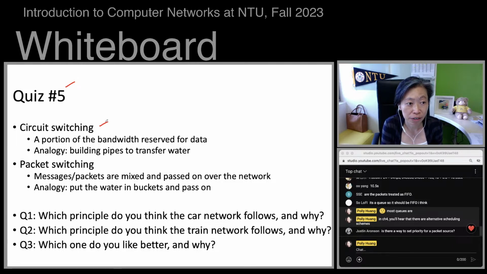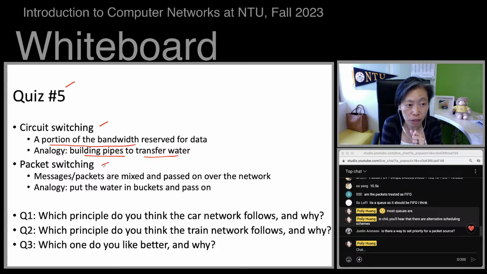We now know circuit switching is like this. We reserve a portion of the bandwidth ahead of time for the data. If we compare this to transferring water, it will be like building the pipelines first before we start dumping water into the pipeline. And the water will flow fluently through the pipeline.